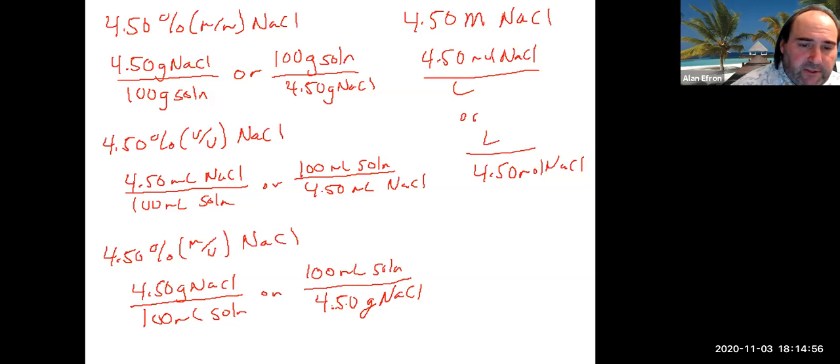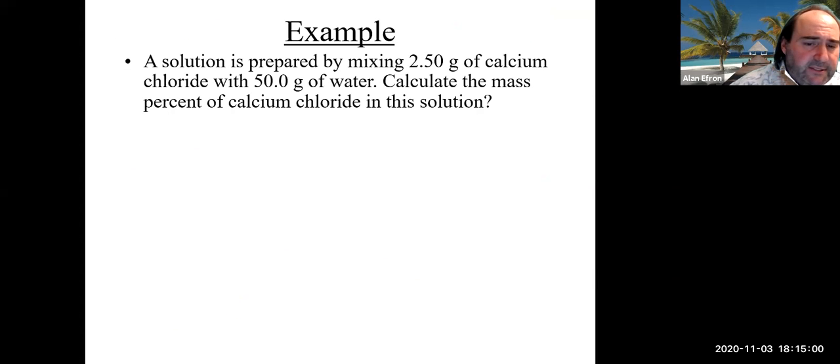So why don't you try one here and see what you come up with. A solution is prepared by mixing 2.5 grams of calcium chloride with 50 grams of water. Calculate the mass percent of calcium chloride. So we're looking for the percent mass to mass here.